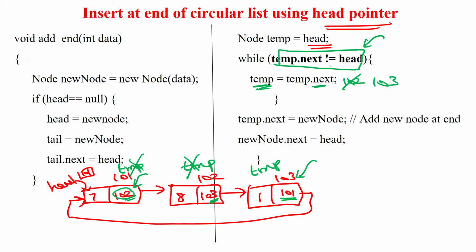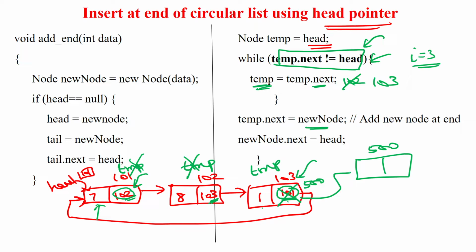Again we are checking temporary dot next, iteration number 3: temporary dot next not equal to head. Temporary dot next is 101, and 101 is the head. You look here, this is the head. So the condition is false and now the new node is going to be inserted at the end. The temporary dot next will become the new node, so temporary dot next is updated with 500. So the link is created like this. The new node dot next is assigned to head, so it has the address of head 101.